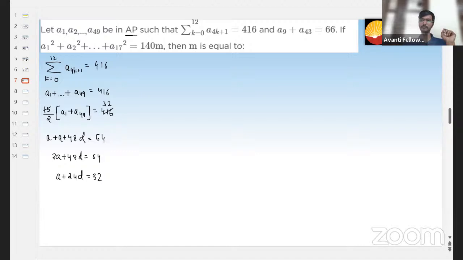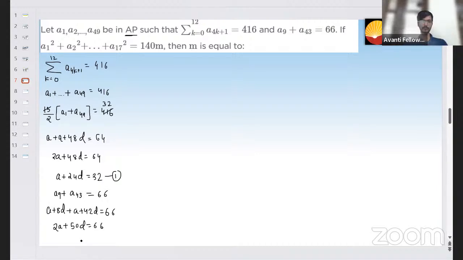Okay. So this is equation number 1. Now I also have equation number 2. It is given that A9 plus A43 is equals to 66. What is A9? A plus 8D. A43 is A plus 42D. So 2A plus 50D is equals to 66. That means A plus 25D is equals to 33.